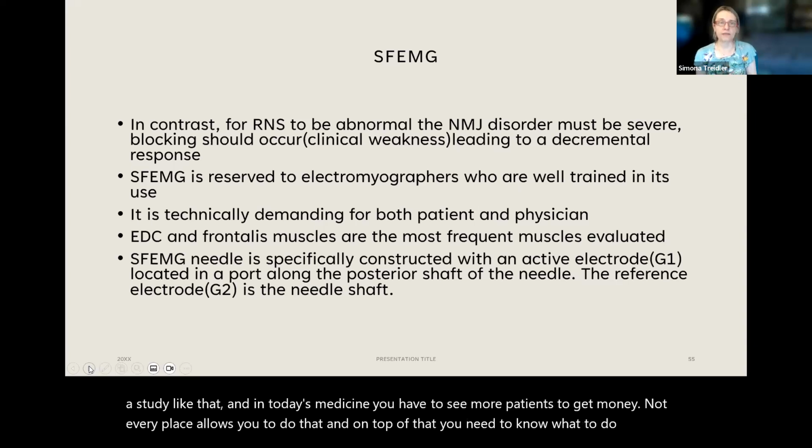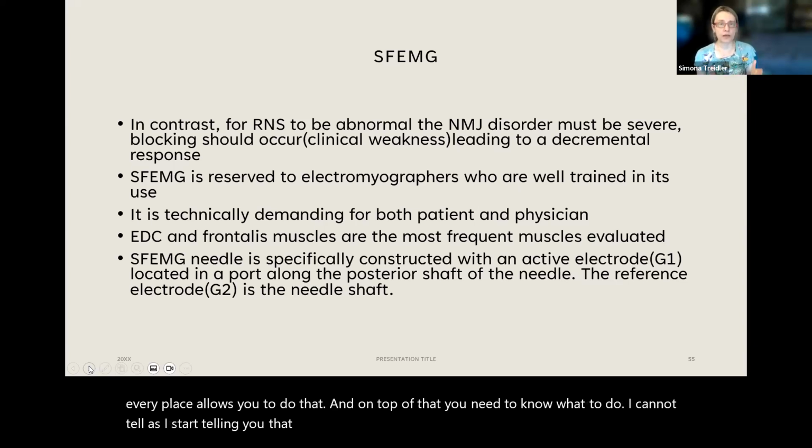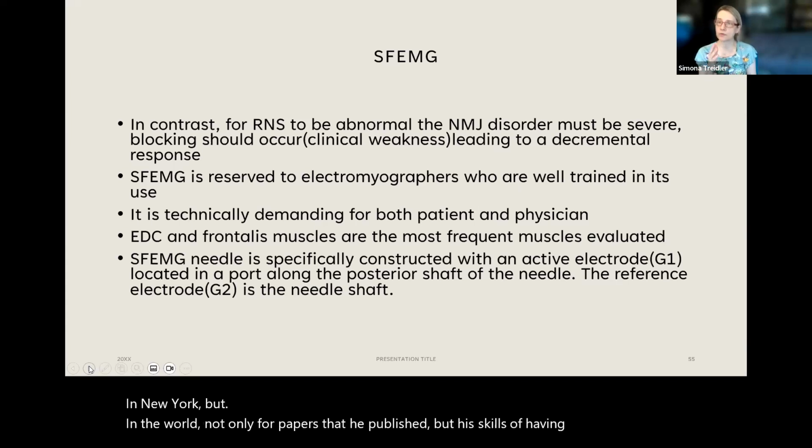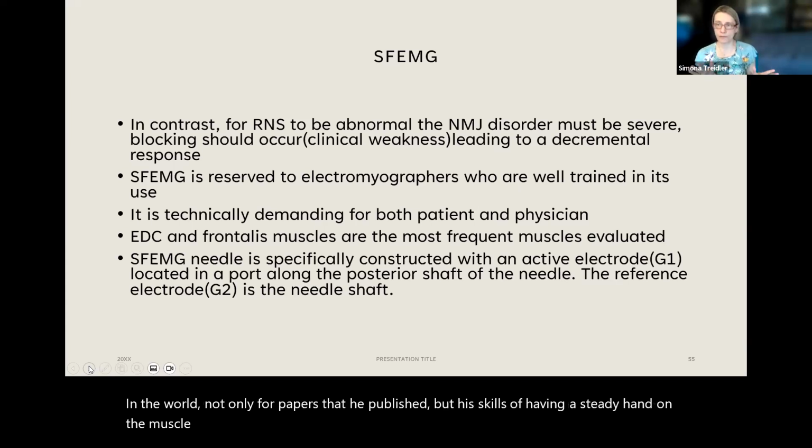I cannot tell, as I start telling you, that Professor Maccabi was one of the best electromyographers that we had, not only here in Downstate and in New York, but in the world, you know, not only for papers that he published, but his skills of having a steady hand on the muscle of the patients were above and beyond.